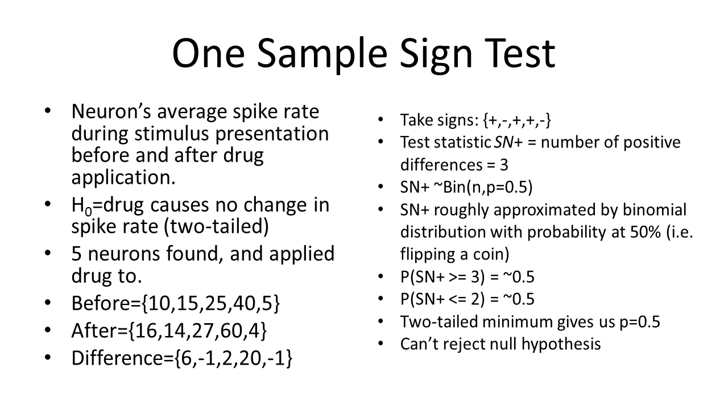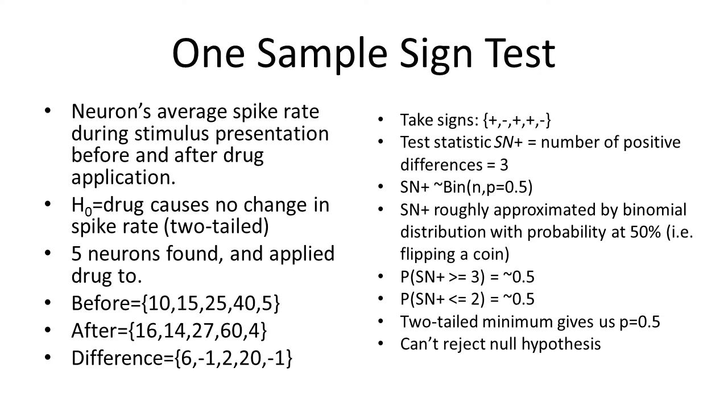So again, on the left, this is the same data as before. You can skip this area if you don't care to go through the math. But basically on the left, same values as we did for the paired t-test. Again, you have a difference of 6, -1, 2, 20, and -1. If you take the signs, that's going to be plus, minus, plus, plus, minus. The test statistic Sn plus is basically the number of positive differences, and here it's actually 3.